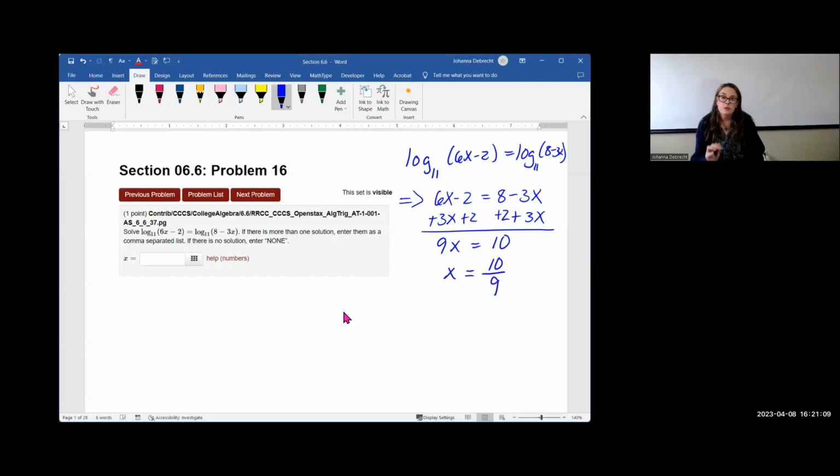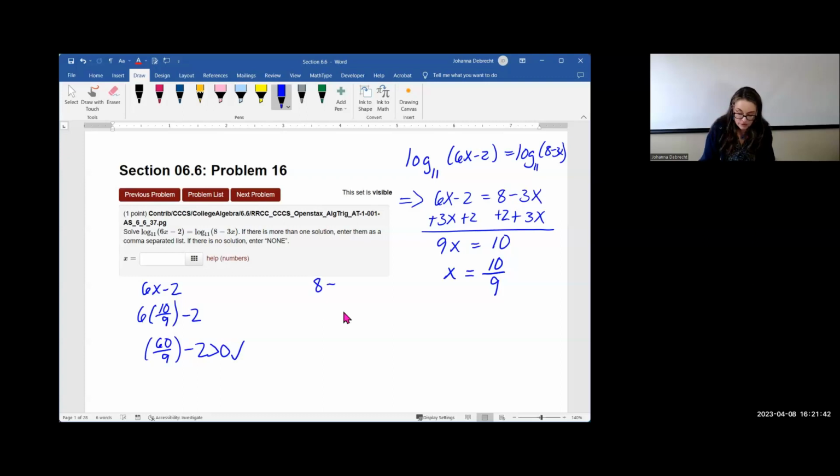I need to make sure the original answer parts, both of them, do not turn out to be anything but a positive number. So I'm going to check 6x minus 2 by plugging in my possible solution, x equals 10/9. This gives me 60 divided by 9 minus 2. 54 divided by 9 is 6, and this is larger than that, so I know that this will come out to be a positive number. Now let's check in the other answer part. You must check both. All answer parts must be checked.